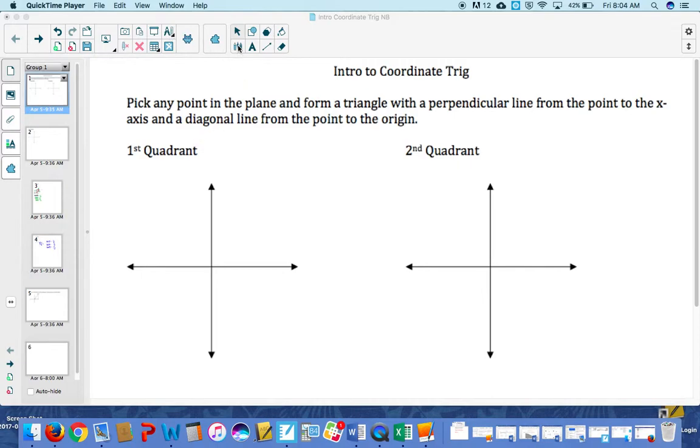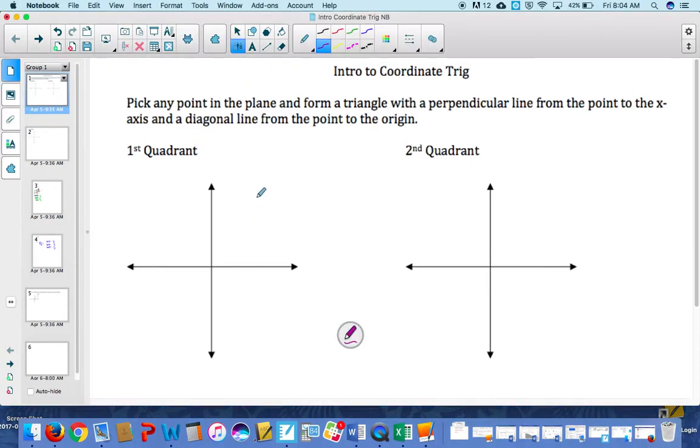So we're going to go ahead and place a point in the first quadrant. So I'm going to go ahead and do that. And then I'm going to draw a perpendicular line down to the x-axis. And then from that point, I'm going to extend a line to the origin. And so I have a right triangle constructed with the x-axis.